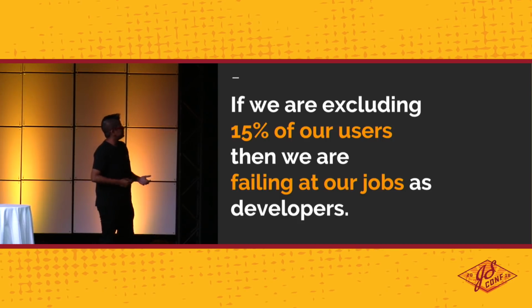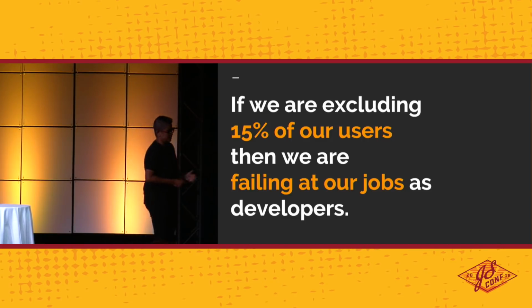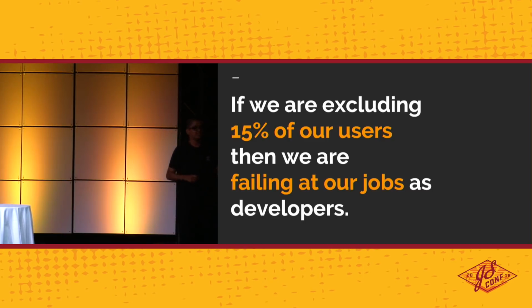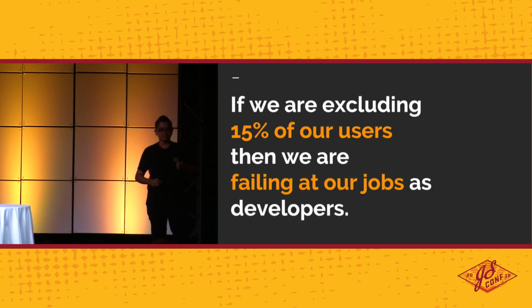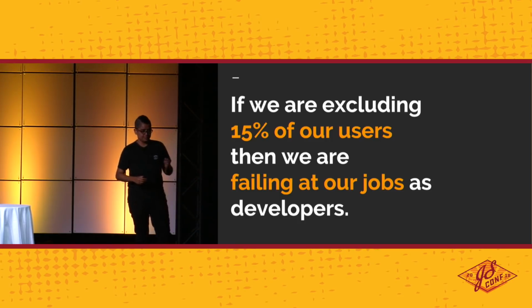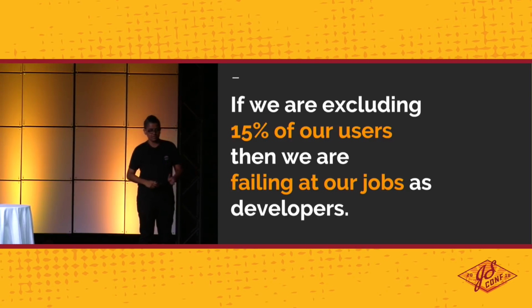If we are excluding 15% of our users, then we are failing at our jobs as developers. I'm sure some of us have heard this before. Accessibility is not a feature, it is a necessity. If by design we are excluding a vast number of our users, then we are actively discriminating against them, and this is wrong, this is unfair, it should not happen. Therefore, if we are excluding these many users, we are failing our jobs, and this should not happen.